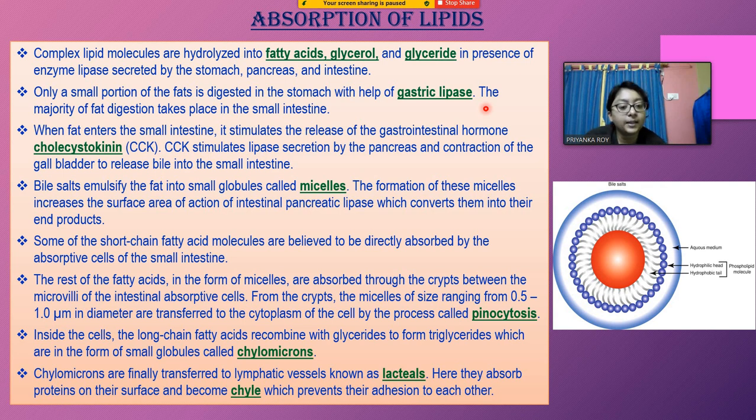And inside the cells, the long chain fatty acids recombine with glycerides to form triglycerides, which are in the form of small globules called chylomicrons.